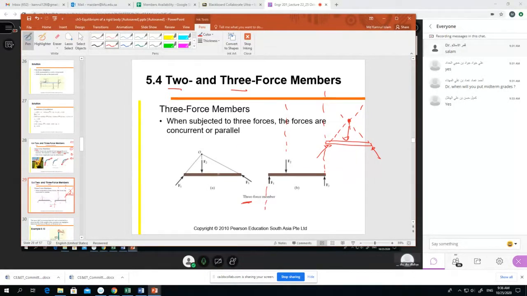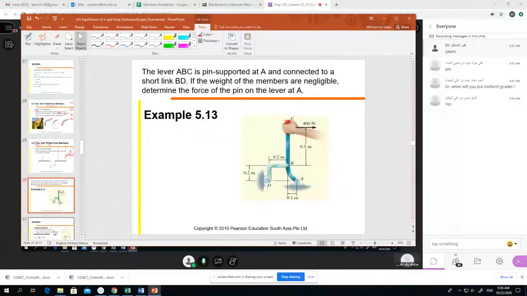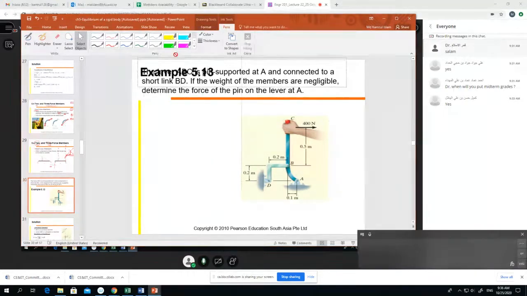Now, this is a small thing, but we will learn one example applying these two things, 2 force member and 3 force member. That is the application. Next example. Now we will start one example using 2 force member and 3 force member.